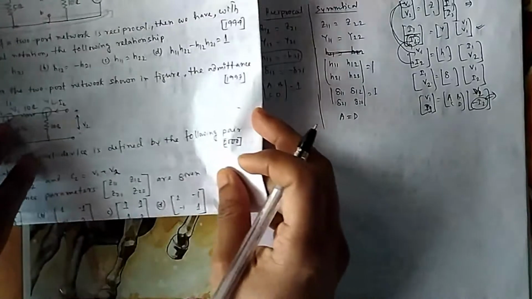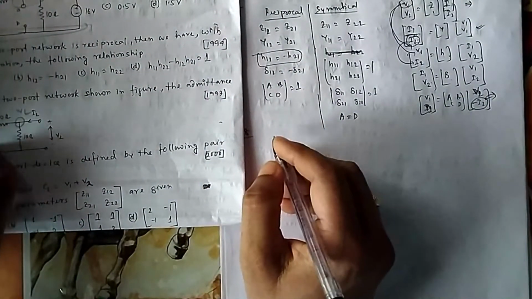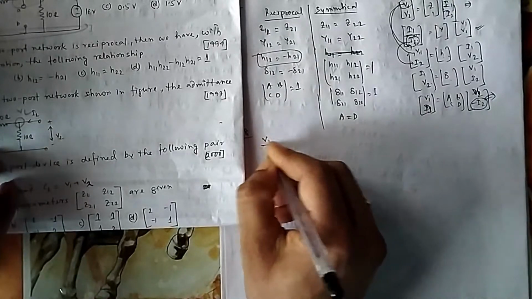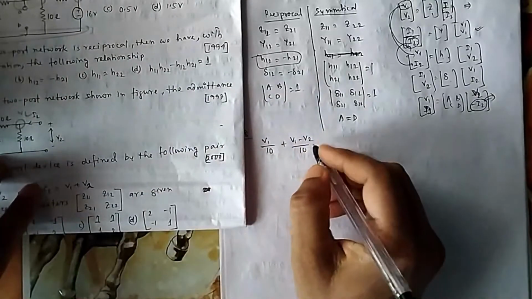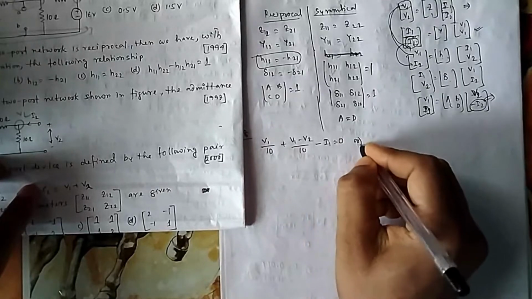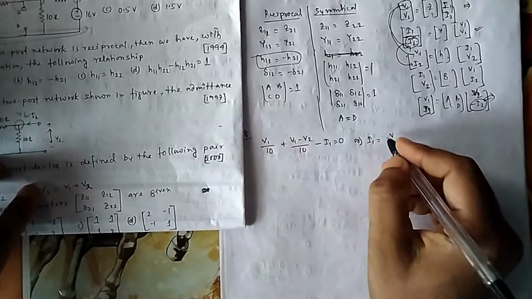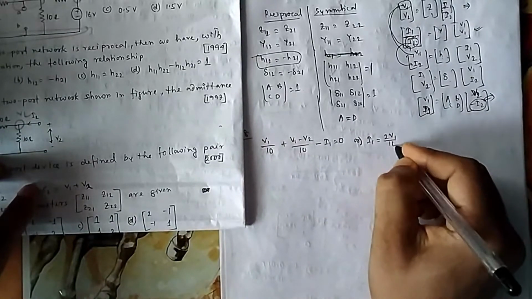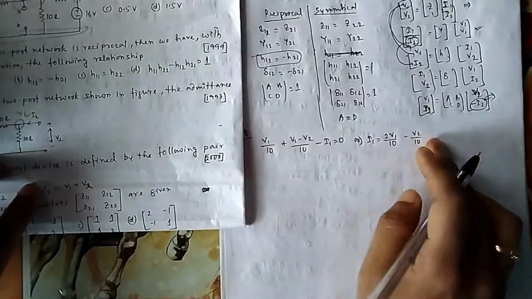So if you see this one, your I1 is coming. For this node, incoming is always negative, so I will put minus that later on. So V1 by 10 plus V1 minus V2 by 10 minus I1 is equal to 0. Or you need the I1 equation. Your I1 is equal to V1 by 10 plus V1 by 10, so it will be 2 V1 by 10 minus V2 by 10. I've simplified this one.